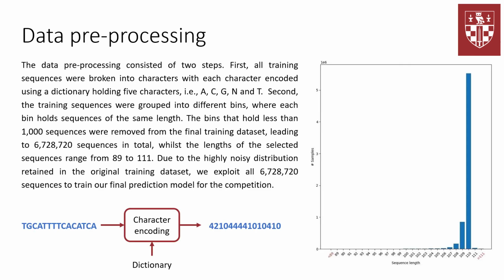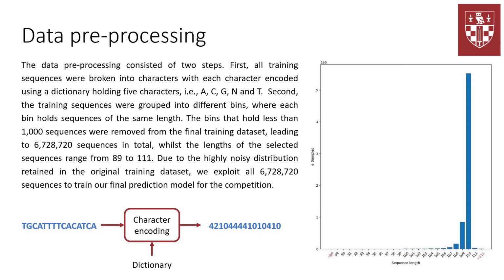For the pre-processing step, firstly, we performed a character level encoding using a dictionary of 5 characters, transferring the sequence of characters to a sequence of integers. This is done to prepare the sequences for character embedding.